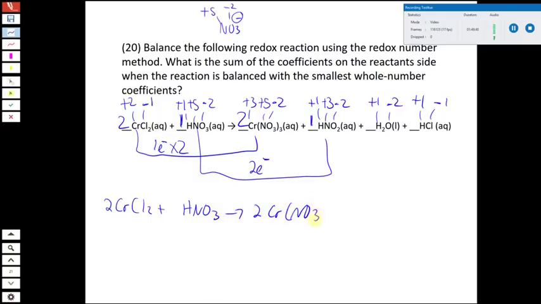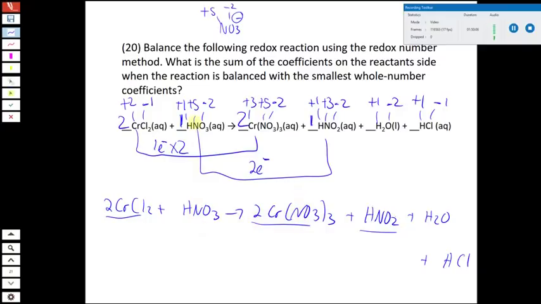Now in class when I did this type of problem, I actually ended up separating the HNO3 into 2 parts. That sometimes causes confusion, so I'll try it the other way here. Now we have, it goes on forever, H2O and HCl. So we have to balance everything else by inspection. So this is already balanced, this is already balanced, this is already balanced.